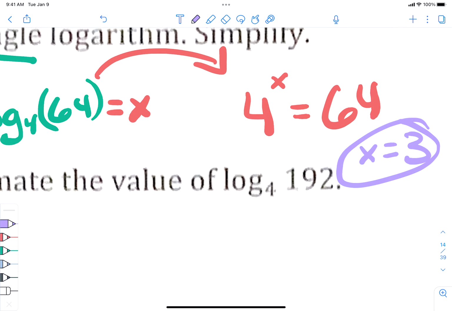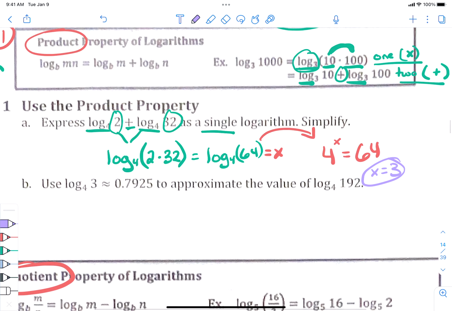Can you zoom out a little? I can. Okay. So multiply means add means multiply. When we're breaking apart and putting together, that's how that operates. Yeah? Okay. Good? Hang on.